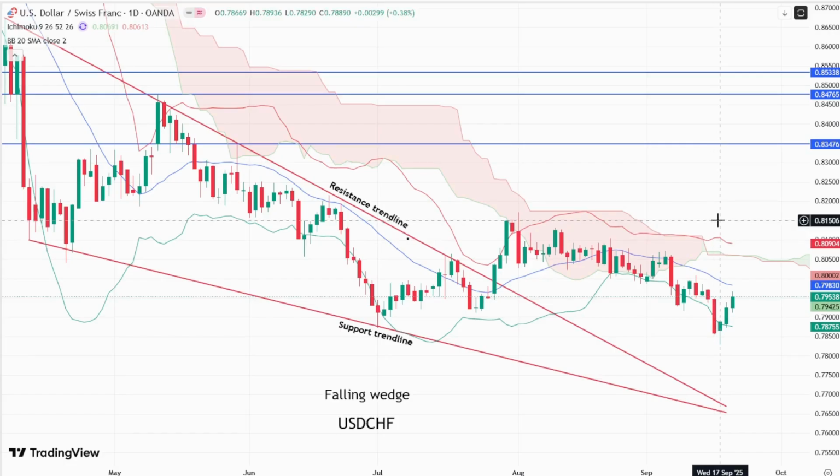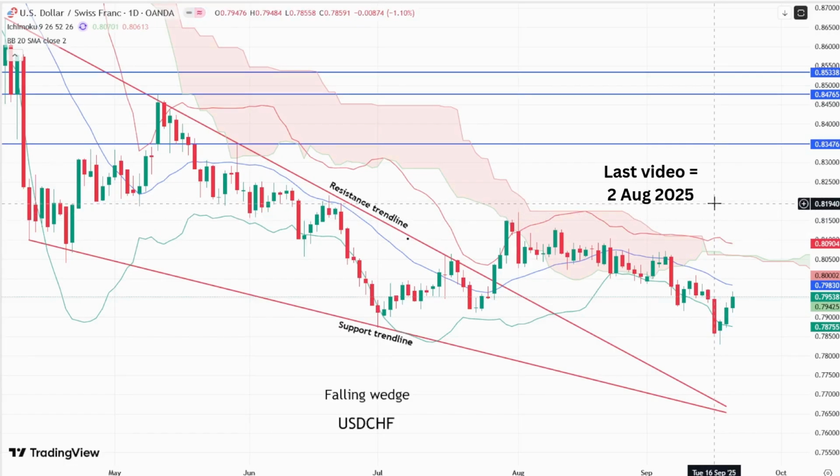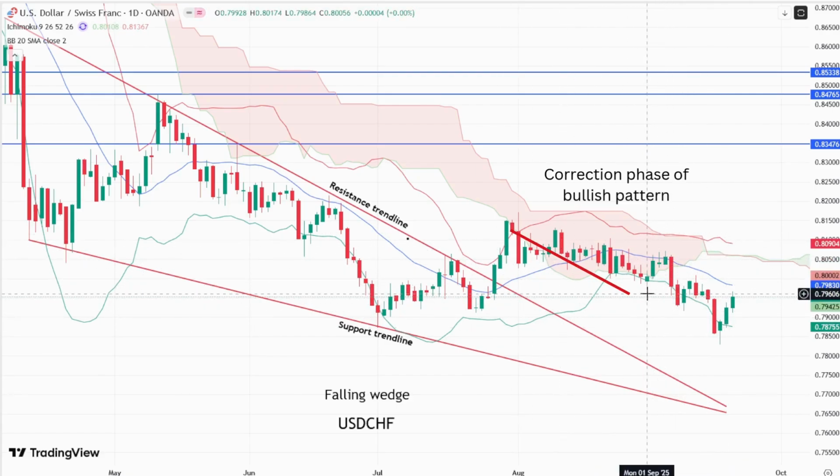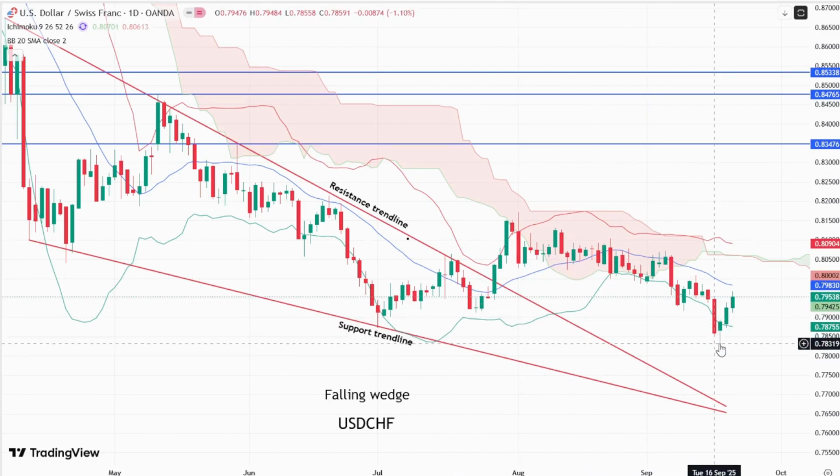I covered dollar Swiss on the 2nd of August and said that dollar Swiss is technically bullish. Well, it didn't perform as expected, sliding lower and closing below the cloud. I view this as the correction phase of the falling wedge, and I suspect the bullish resumption phase is about to start. Now, what will be good signs to watch for? Closing above the 20-day simple moving average will be a good start. Closing above the Ichimoku cloud will be even better.